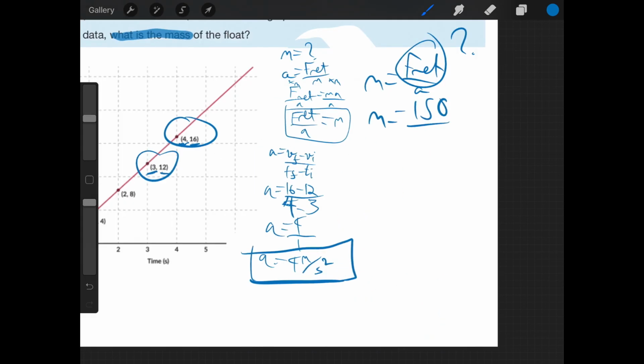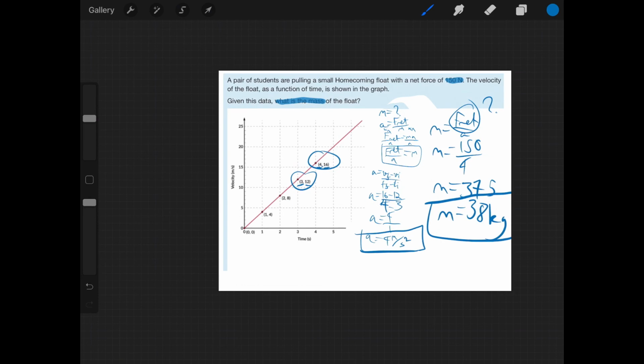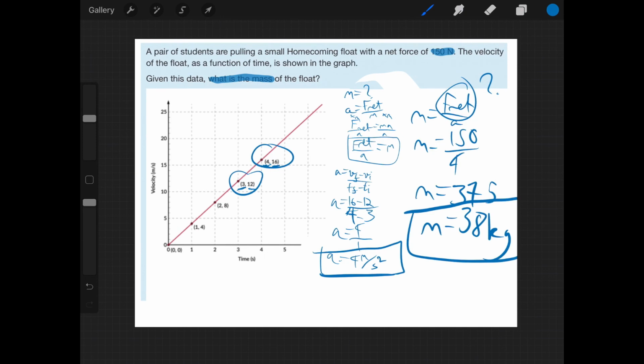So now all you do is substitute that into your original equation of mass equals net force over acceleration. So you've got your net force 150 over acceleration 4. So 150 over 4 equals 37.5, which you can round to 38. So we substituted in the acceleration to the equation, and then did the division. 150 divided by 4 equals 37.5, or 38 kilograms. So that's how you find the mass, and that's how it's done.